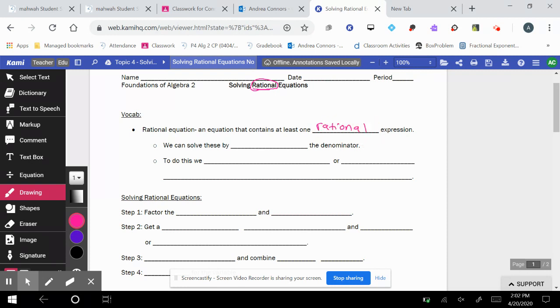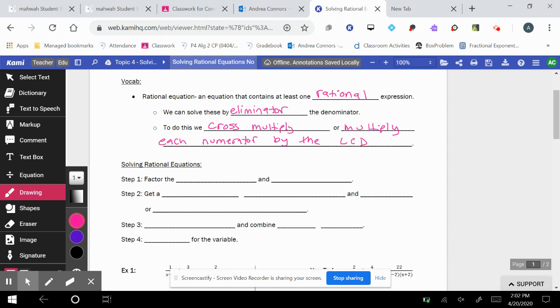We can solve these by eliminating the denominator. To do this, we cross multiply or multiply each numerator by the denominator, by the LCD, which you guys learned on your Edpuzzle last time. So your first step is to factor the numerator and denominator if possible.